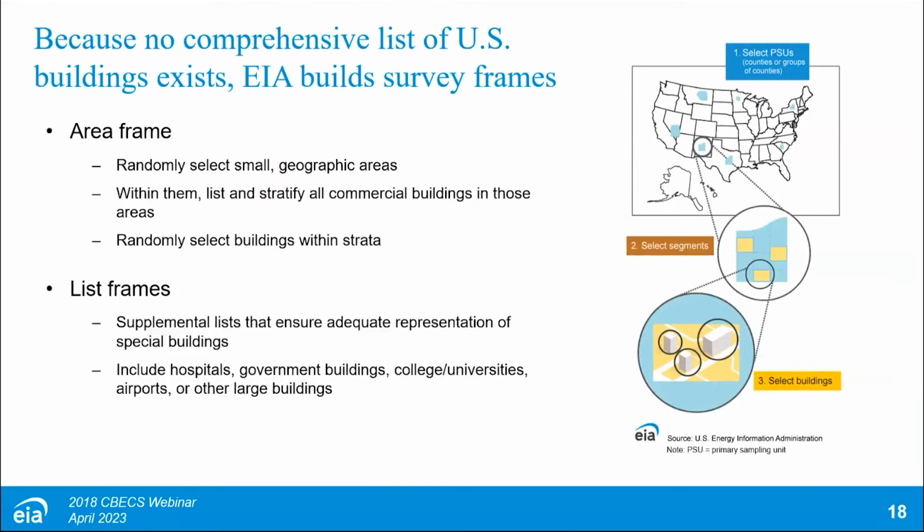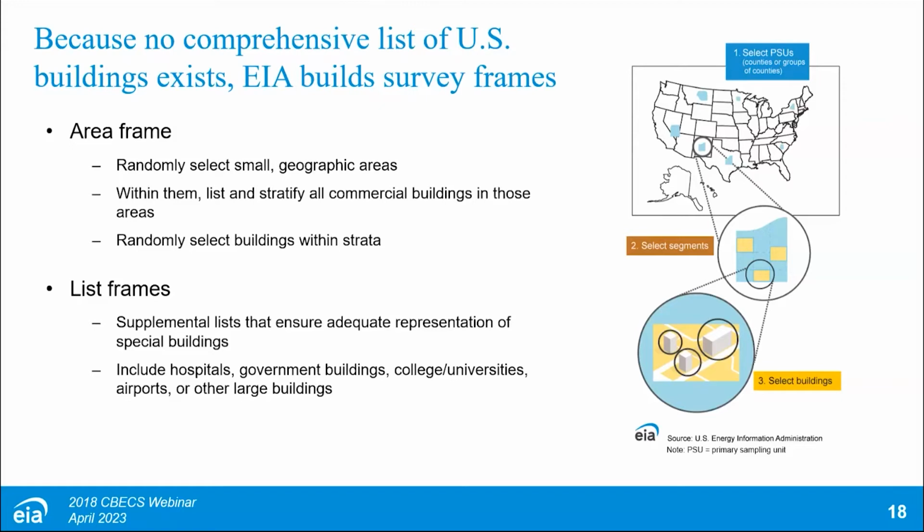We create most of that list by breaking the country up geographically and then taking smaller and smaller areas until we get to segments that are of manageable size. And in those, we list every commercial building in that segment, and that list is called the area frame. However, because there are a lot more small buildings in the country than there are large buildings, if we just use that frame, we wouldn't end up with enough large buildings in the sample.